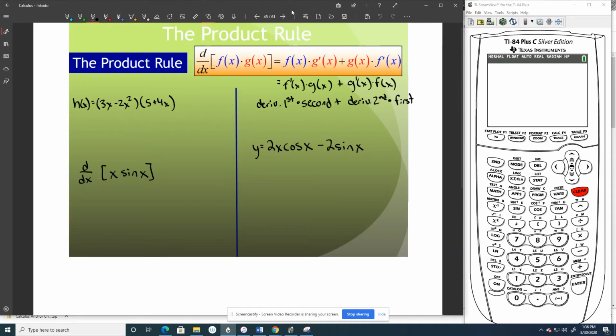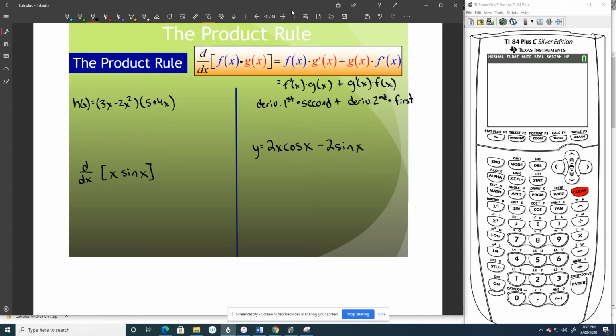Okay, let's get on to some more interesting stuff. What if I have two functions being multiplied together? So if it's asking me, remember when you see d over dx, it's asking you to take the derivative of whatever comes next. So if it wants the derivative of two functions being multiplied together, we have to use the product rule, which says that if I take the first function times the derivative of the second and add it to the second function multiplied by the derivative of the first.